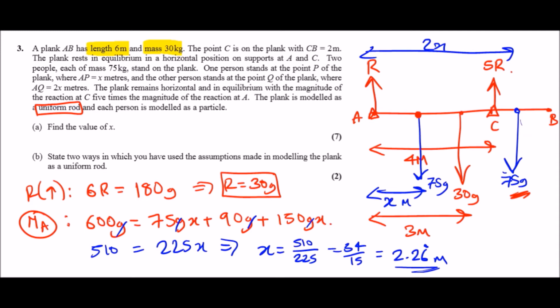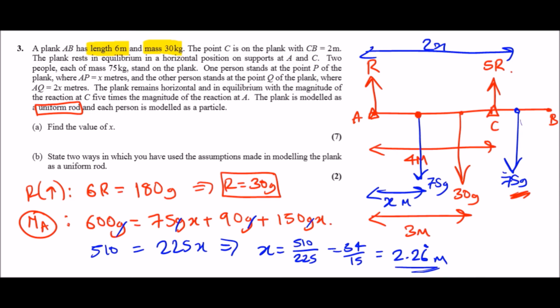Now this one's one of those typical 'state' questions, so let's have a look at this wordy problem. State two ways in which you have used the assumptions made in modeling the plank as a uniform rod. Well, two words: uniform and rod. As a rod, we can say that this rod is straight, as you can see, or not, my one's kind of bendy. But usually you have to say that the rod does not bend, it's straight, it's rigid. That's one of the major things. The second thing is the fact that it's uniform. This implies that the midpoint is actually in the center.